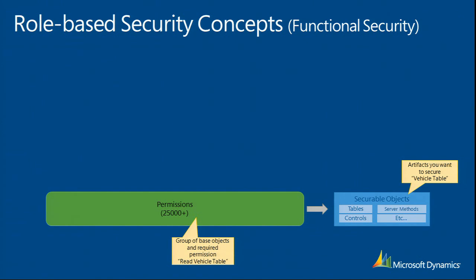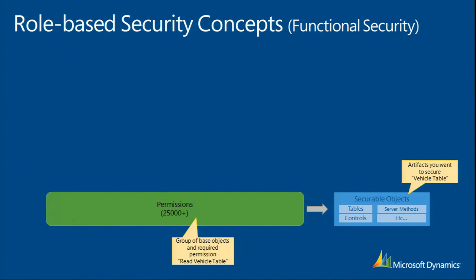So what are permissions? Permissions are group of base objects and the type of access needed to those objects. Think of it this way. Depending on how and who you want to enable access to, you have a need to provide read-write access level to those particular objects. And permissions allow you to do that. Right? As I mentioned, we ship thousands of security items like permissions out of the box for you to utilize, and also secures most of the functionality that we ship with AX 2012 today.